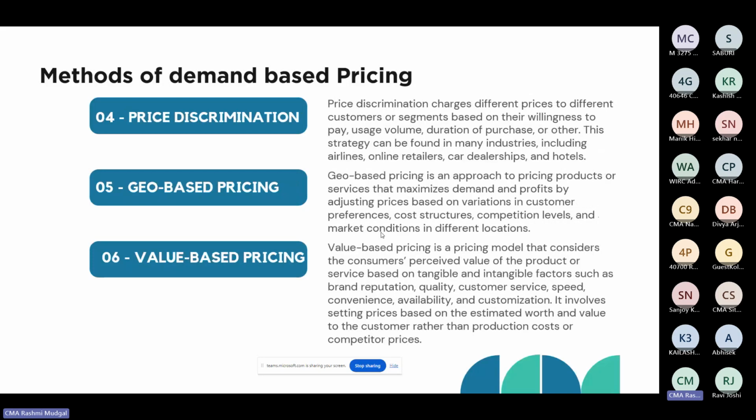Next is price discrimination. Discrimination between customers, or between segments, or based on willingness to pay, volume, duration of purchase, and others.